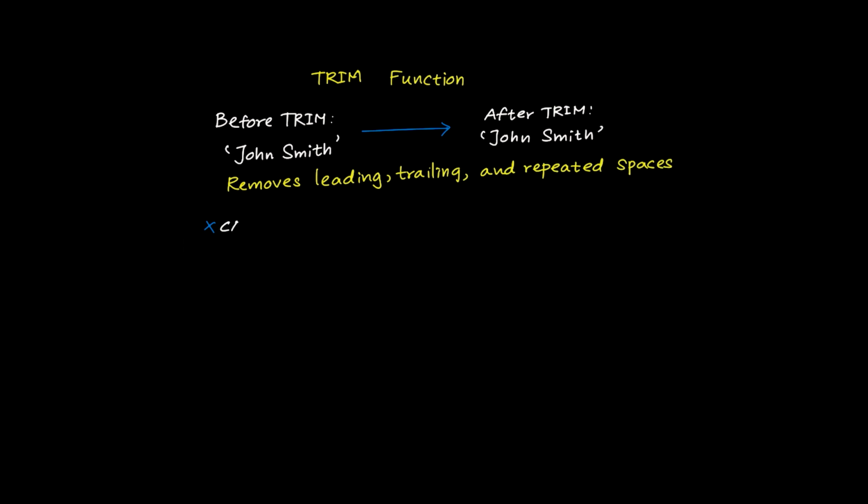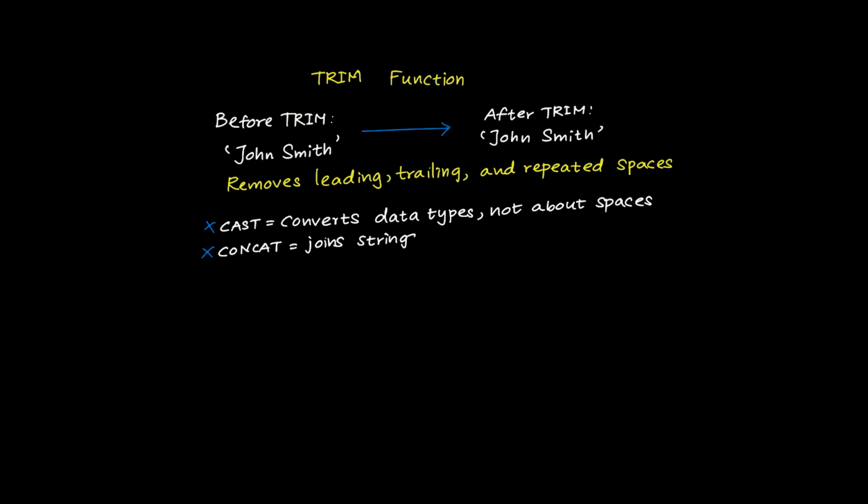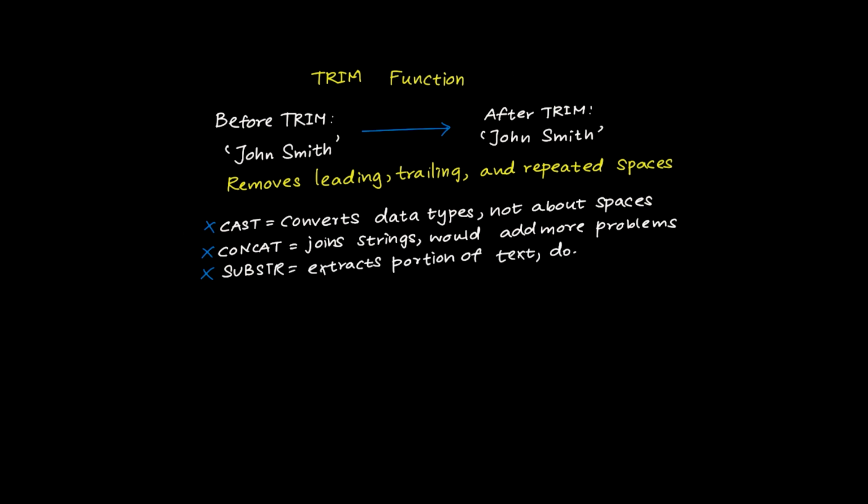Cast converts data types, like turning text into numbers. That won't help with spaces. Concat joins text strings together to make new combined strings. Adding strings together would make the problem worse, not better. Substr extracts a portion of characters from a longer string. It pulls text apart rather than cleaning it up.